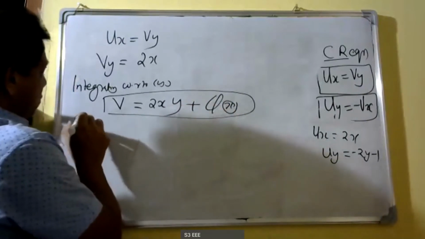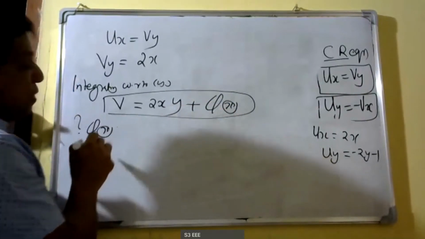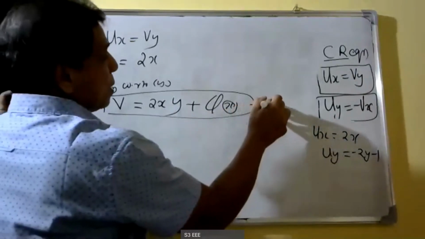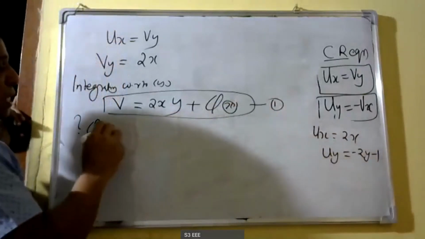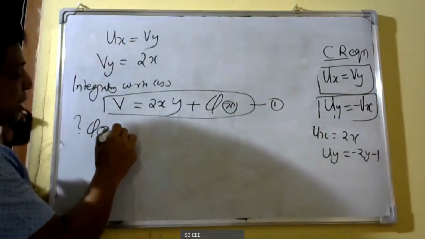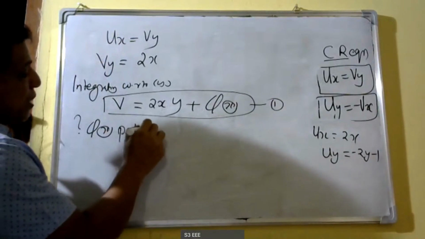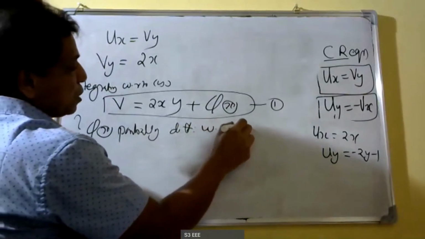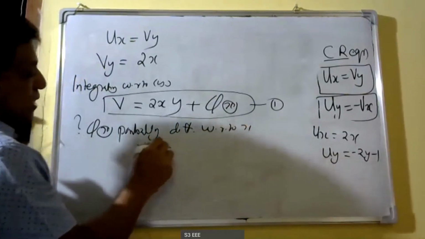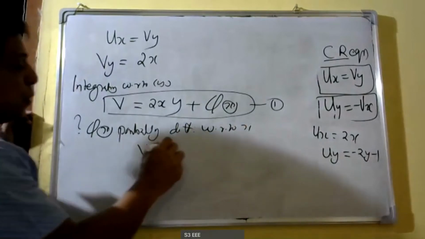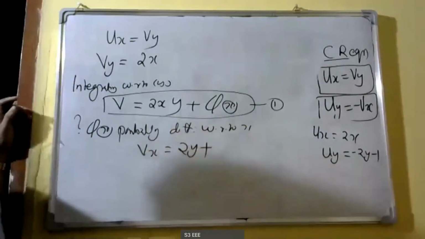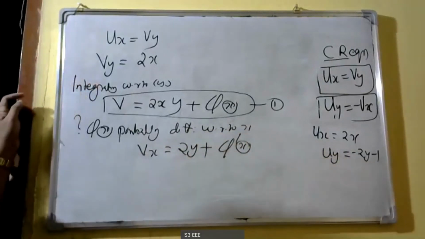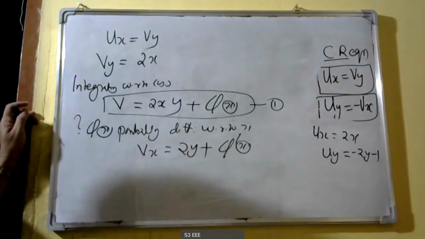Here we have to find out what is the value of phi of x. For that, this is equation number 1. Partially differentiating with respect to x, therefore, vx is equal to 2y plus phi dash x. Vx is equal to 2y plus phi dash x.